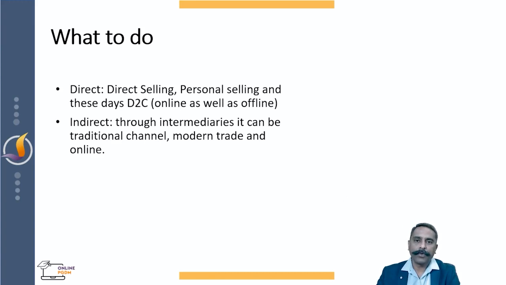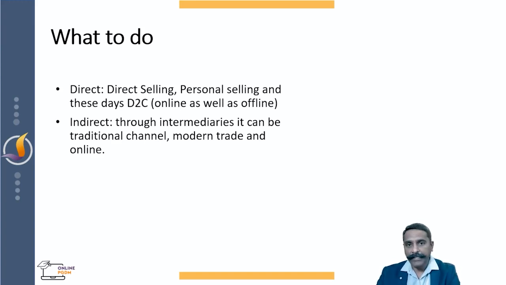When we talk about modern trade, we are talking about all the organized retailers. So if an organization is making its product available through organizations like Smart Bazaar, Pantaloons, Shoppers Stop, and other such retailers, then this will be a part of indirect channels. The difference between traditional and modern trade is that the number of intermediaries in the traditional channel will be much more as compared to modern trade.